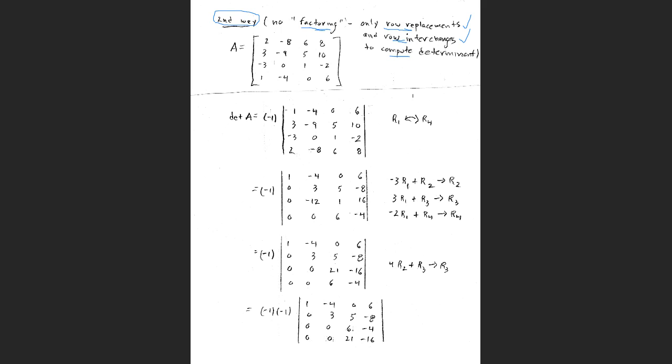So here's the matrix A again. This time, what I do is interchange rows 1 and 4, and that produces the -1. And actually, I can put -1 to the first power even, if I want.